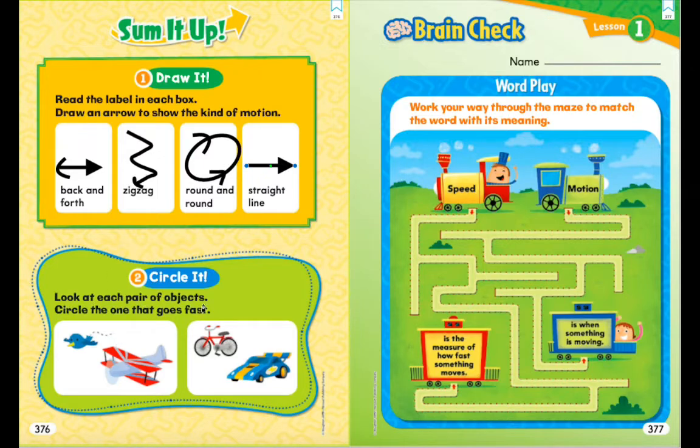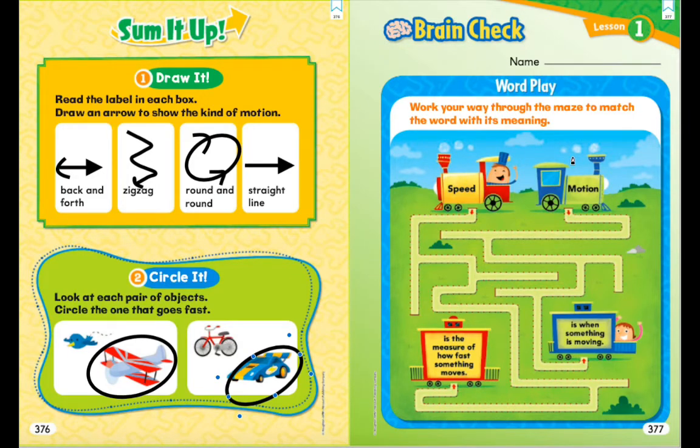Look at each picture of objects. Circle the one that goes fast. Obviously, plane goes faster than the bird, and car goes faster than the cycle. You can do this with your mother.